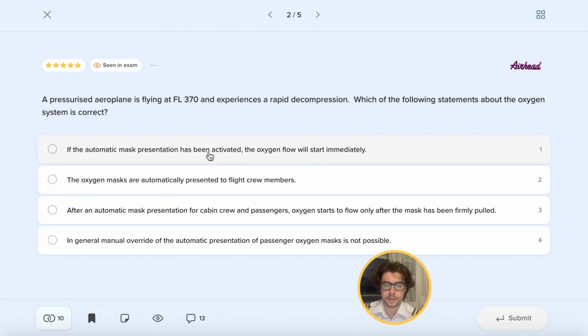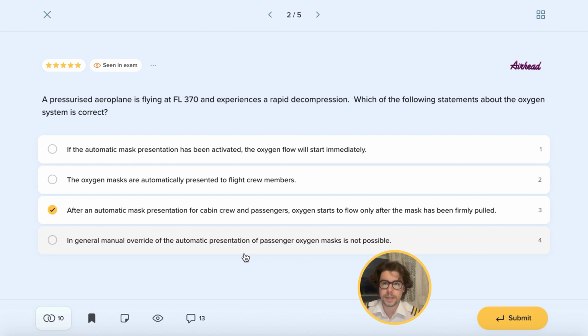The automatic mask presentation has been activated. The oxygen flow will start flowing immediately. This is also not correct. In the conventional, the chemically generated oxygen systems, we have to pull on the mask in order to start the reaction. After an automatic mask presentation for the cabin crew and passengers, oxygen starts to flow only after the mask has been firmly pulled. This sounds good, like we discussed. And in general manual, override of the automatic presentation of passenger oxygen mask is not possible.